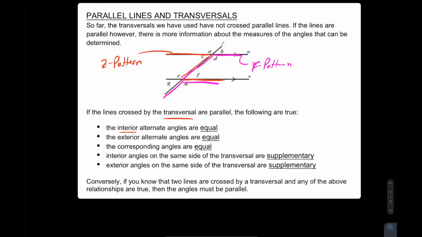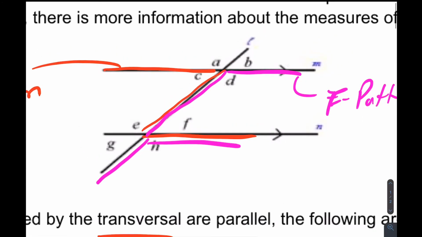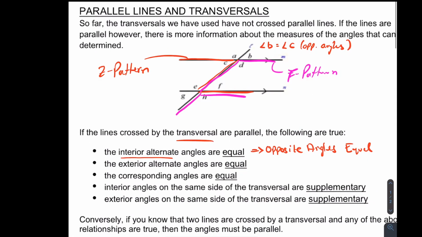The interior alternate angles are equal. Sorry, this is basically saying that opposite angles are equal. And we talked about opposite angles last time, right? So in this case, we can look at here. If we have angle B here, we have angle C here. They're opposite to one another. And we said that if they're opposite, well, then angle B has to equal angle C, right? Opposite angles, opposite angles. That's all that the interior alternate angles are saying.